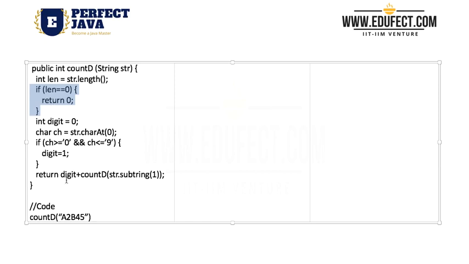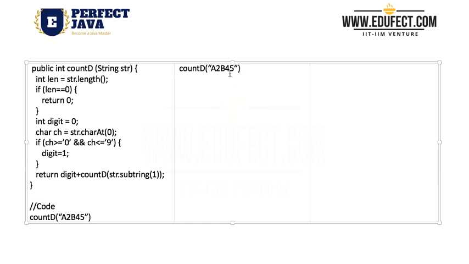So here is a piece of code, and the objective of this is to count the number of digits in the string. Given the string as a parameter, the objective of this code is to count the number of digits in the string. So let's look at how it will work. We have started with countD of "a2b45". So we're calling countD with the parameter a2b45.